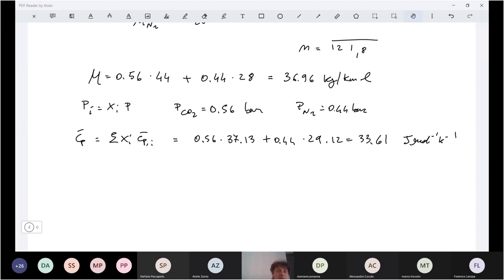So we have this value, and it's interesting at this point also to evaluate our CV and then gamma. CV will be Cp minus the universal gas constant, and in terms of joule per mole per Kelvin, this gas constant is 8.314.